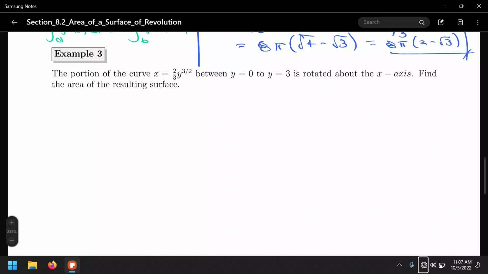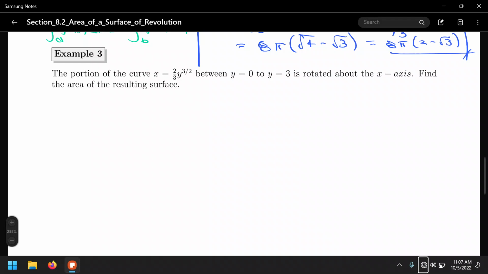Well, notice in this case we have something different this time. This time we have a function of y. We're given limits in terms of y as well. But this time we're not rotating the region about the y-axis, we're rotating it about the x-axis.